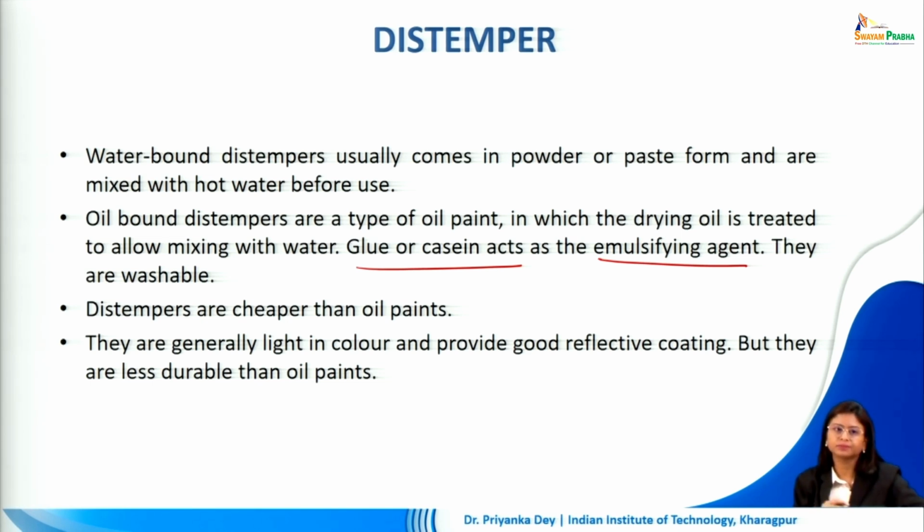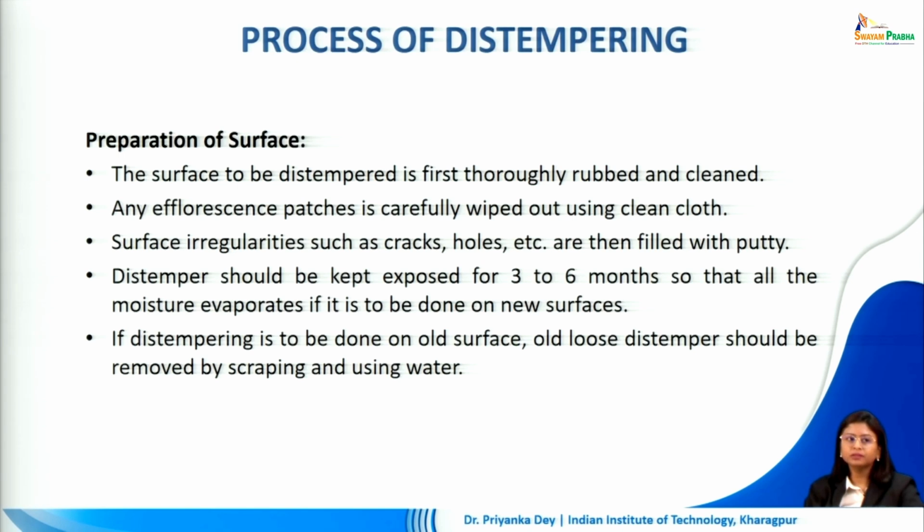So, first of all, before we begin, we have to prepare the surface. So, the surface to be distempered is first thoroughly rubbed and cleaned. If there is any efflorescence patches which are occurring, it is carefully wiped out using a clean cloth. If there are any surface irregularities, for example, there might be holes or cracks, they are properly filled with putty because we want a complete smooth surface on which we do the painting.